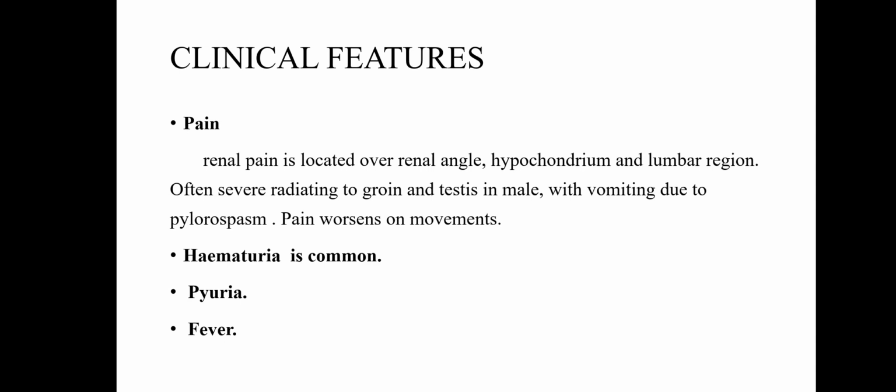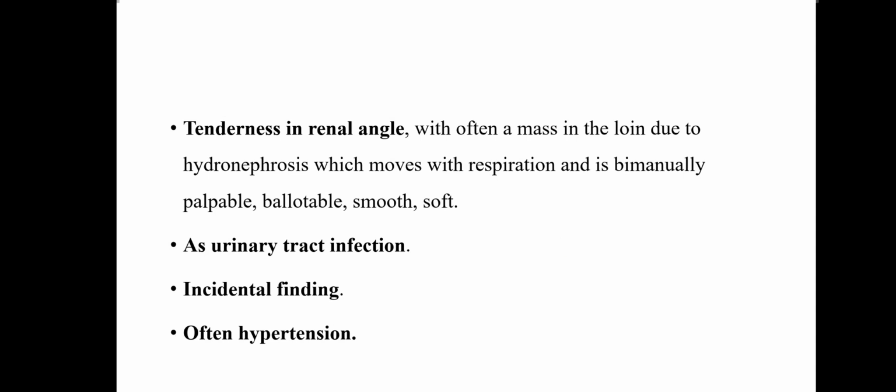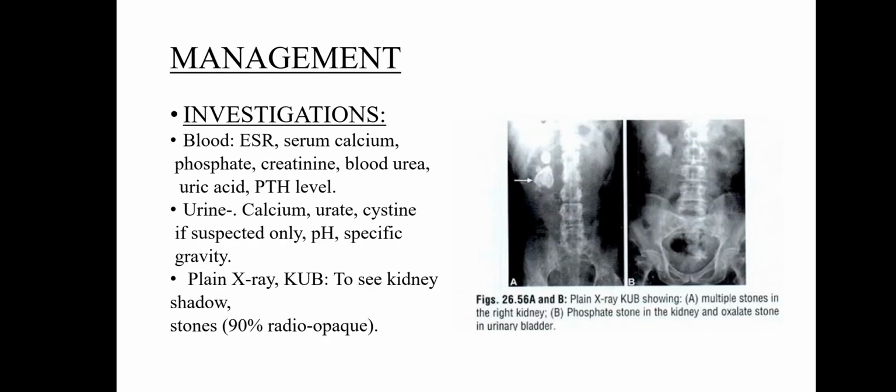Next, hematuria is also common. Pyuria is due to any infection, where pus is seen in the urine. Next is the fever because of infections. Tenderness in the renal angle is also seen, often with a mass in the loin due to hydronephrosis, which moves with respiration and is bimanually palpable, ballotable, soft, smooth. They try to say that it is a hydronephrosis. When hydronephrosis occurs, tenderness in the renal angle is seen. Next, urinary infection, sometimes incidental findings, often hypertension also.